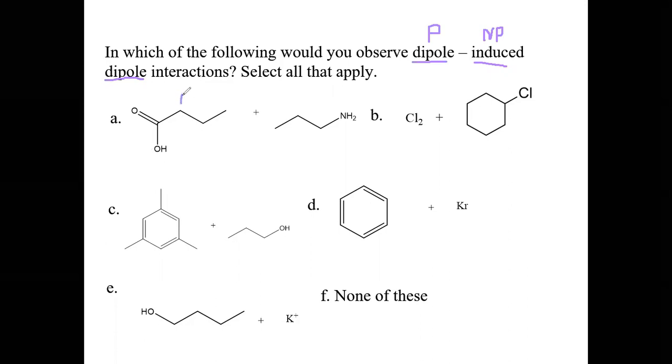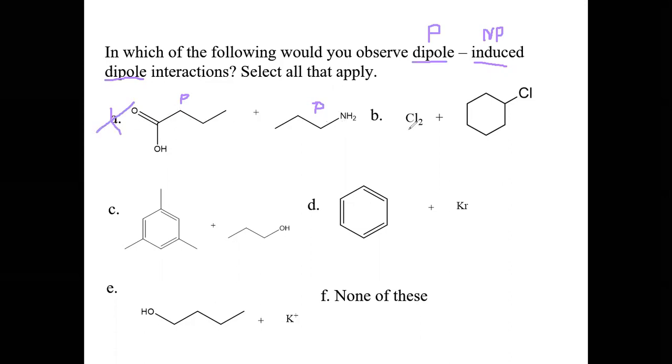It's polar because it has this carbonyl oxygen and this hydroxyl group, which makes it polar. Also, it has hydrogen bonding. This amine is polar as well because it has that NH2 group. So this would not be dipole-induced dipole.